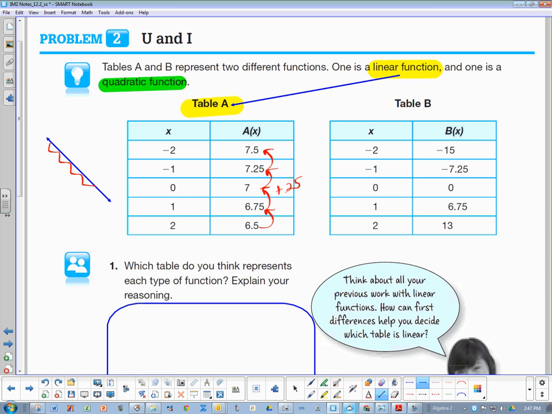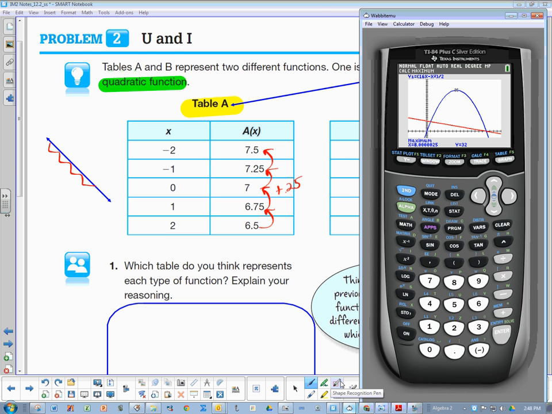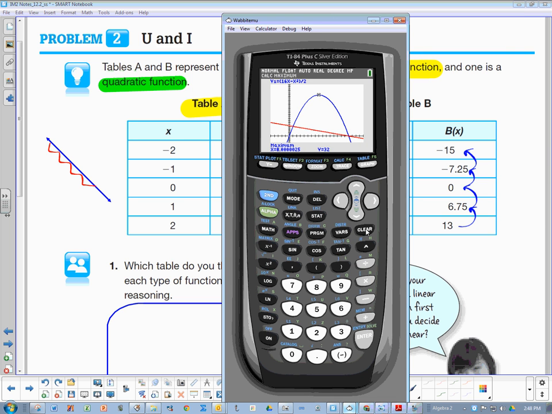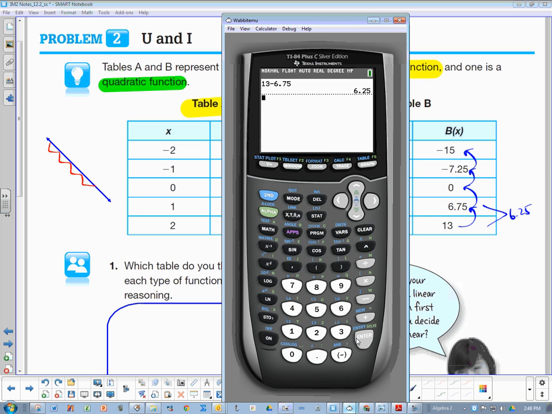Now, this next table, you'll notice that it does not look like I have any kind of constant rate of change, does it? No. If I take out my calculator, we can do some exploring here. How about I do this? Let's clear this out to a nice blank screen. Let's try 13 minus 6.75. All right, I got 6.25 there, so the difference between these was 6.25.